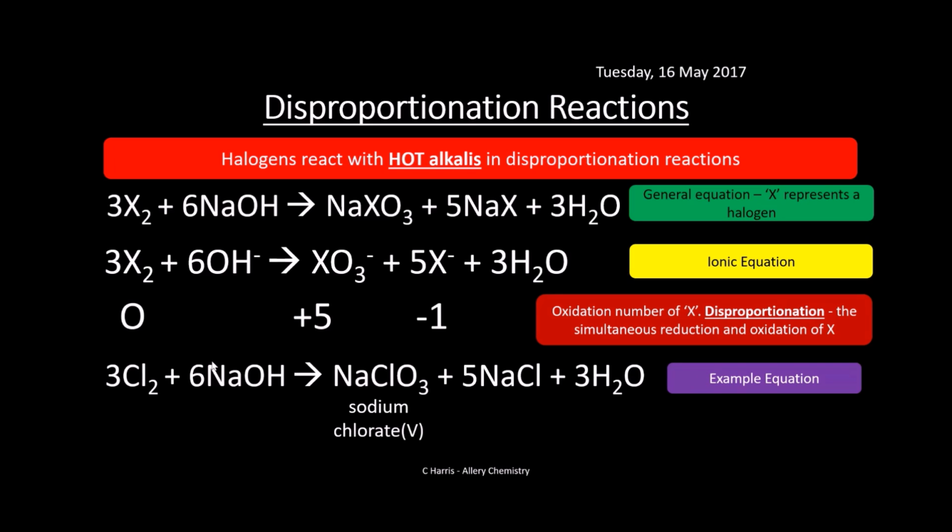Let's look at an example. This is chlorine this time. So this is going to be 3Cl2, 6 NaOH. Look at this one, sodium chlorate 5. Okay, we form chlorate 5 with hot alkalis. Okay, not chlorate 1 if it was with a cold alkali. Again, we still produce our salt, sodium chloride, and water. But this is just an example showing what's happening.